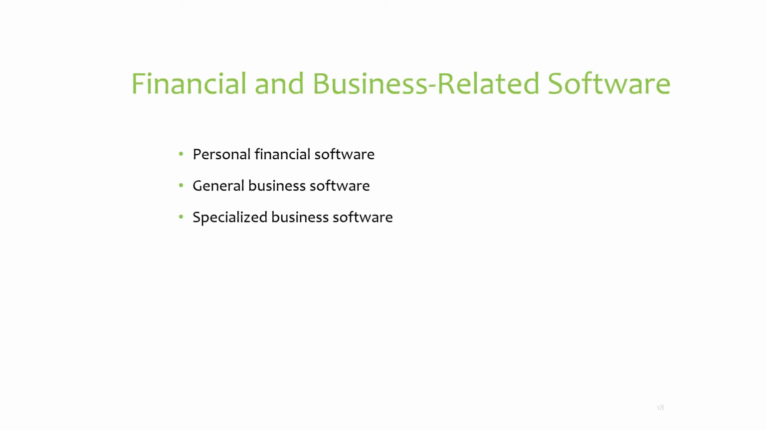Financial and business-related software can be grouped into three main categories: personal financial software that helps you perform business-like tasks at home, such as preparing your taxes and managing your personal finances; general business software used in different capacities across industries; and specialized business software designed for particular industries.